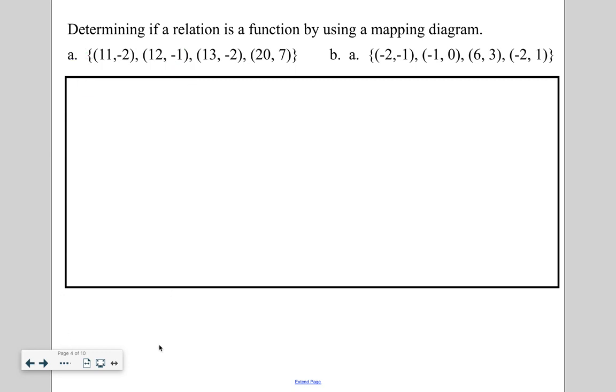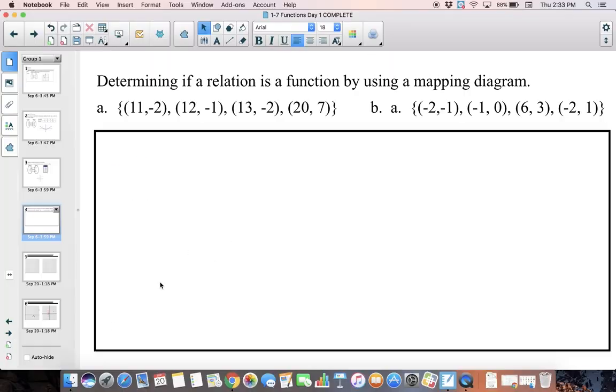Okay, so I'm not quite sure why this is doing that. What we're going to do is hopefully move this. Okay.